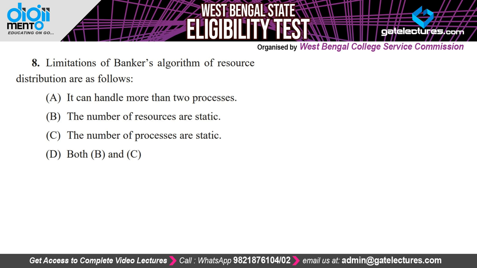Option A, it can handle more than two processes. Option B, number of resources are static. Option C, number of processes are static. And option D, both B and C. So let us read out something about Banker's algorithm.